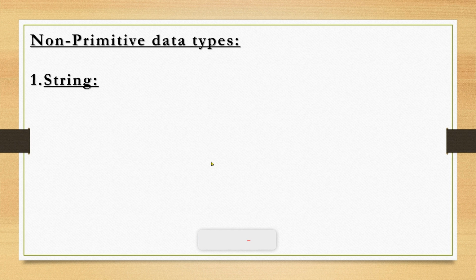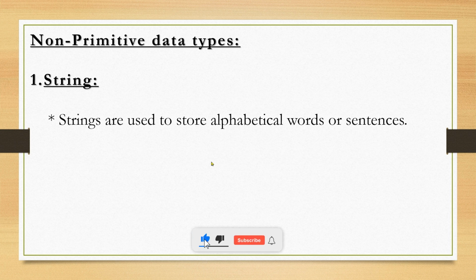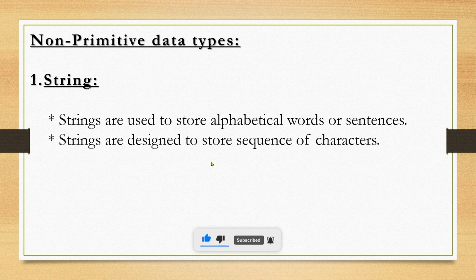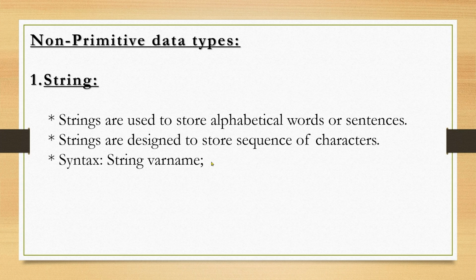Non-primitive data types. String. Strings are used to store alphabetical words or sentences. Strings are designed to store a sequence of characters. Syntax is string space varname.